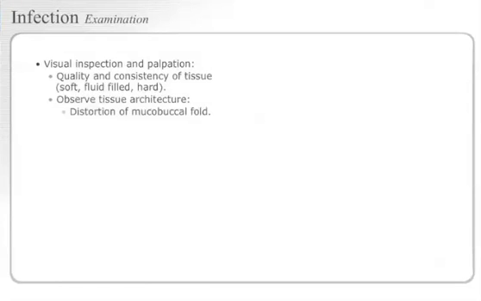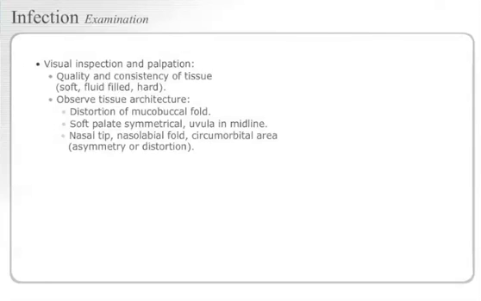For example, distortion of the usually well-defined mucobuccal fold is an important guide to the presence of swelling. The soft palate should appear symmetric with the uvula in the midline. Any deviation could represent involvement of the lateral pharyngeal space. Extraoral landmarks such as the nasal tip, nasolabial fold, or circumorbital areas are examined easily to assess for asymmetry or distortion. The color and temperature of the involved tissues can help determine the presence and extent of infection.